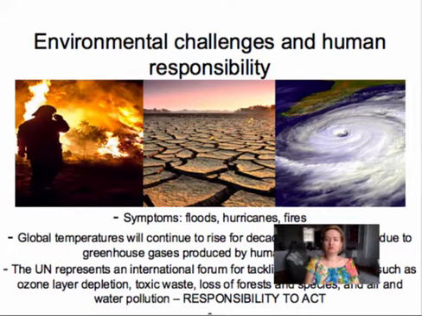So, what do we see in these pictures? We see actually some symptoms of climate change that is currently happening. The scientists agree that global temperatures will continue to rise for decades to come, largely due to the greenhouse gases produced by human activities. And what is the biggest culprit? Which greenhouse gas is actually the biggest culprit? It's CO2, carbon dioxide. But there are also other greenhouse gases that can be dangerous.